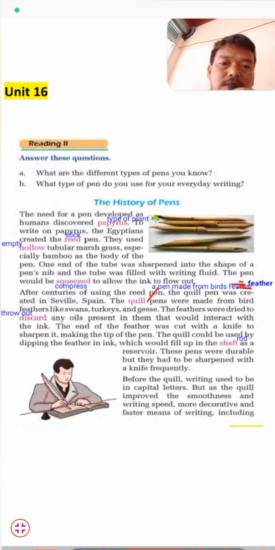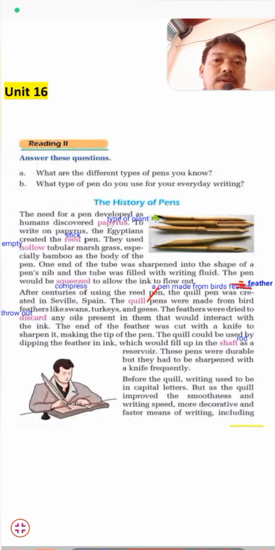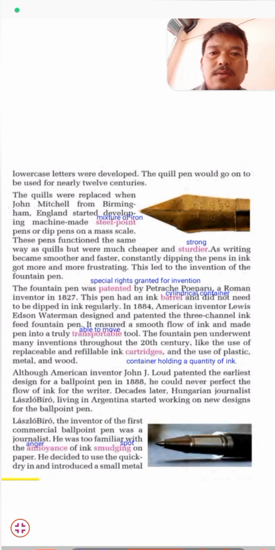Only capital letters were to be written. But later the quill was improved, its smoothness and writing speed improved, and it became a more decorative and faster means of writing. Lowercase letters were developed.